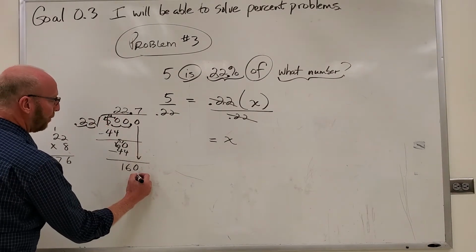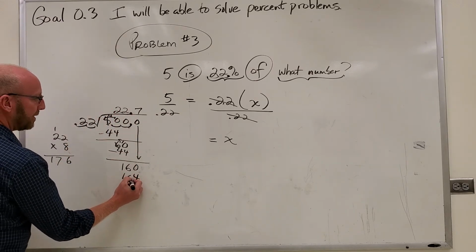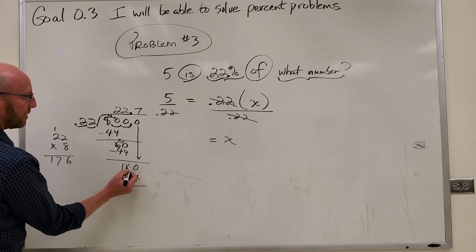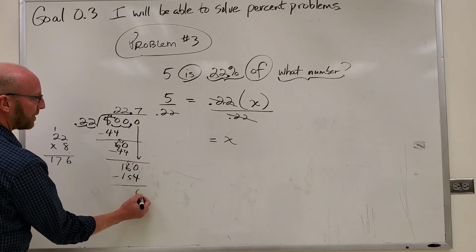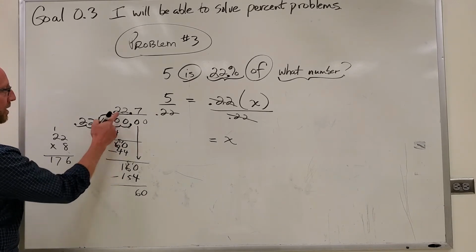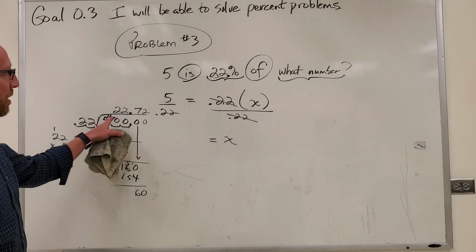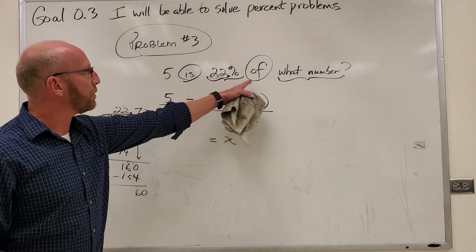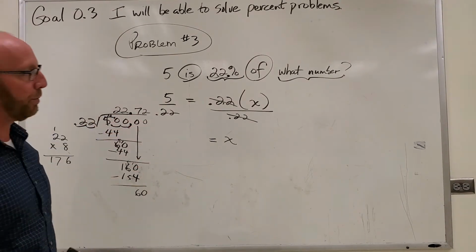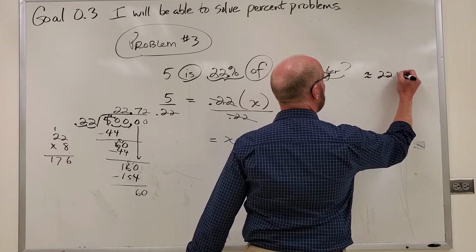7 times 2 is 14. Carry the 1. 7 times 2 is 14 plus 1 is 15. We can reduce this or subtract these. 10 minus 4 is 6. Bring a 0 down, and 22 goes into 60 2 times. So we'll leave it at that. So 5 is 22% of what number? 22.72, and then it continues on. So it's approximately 22.72.